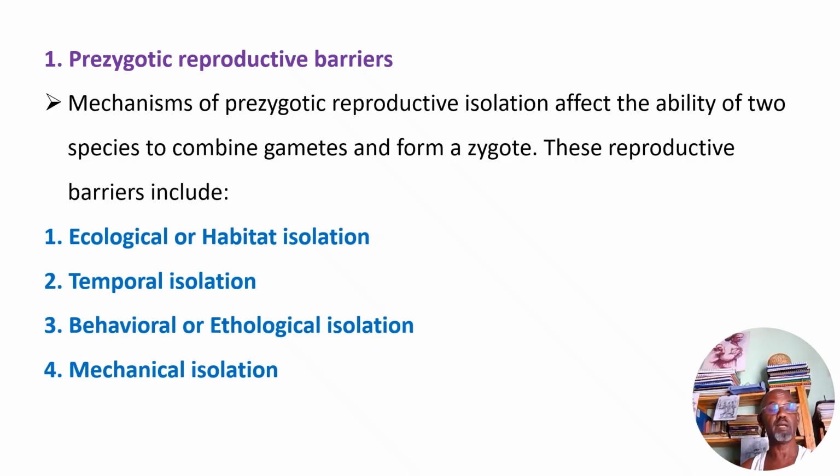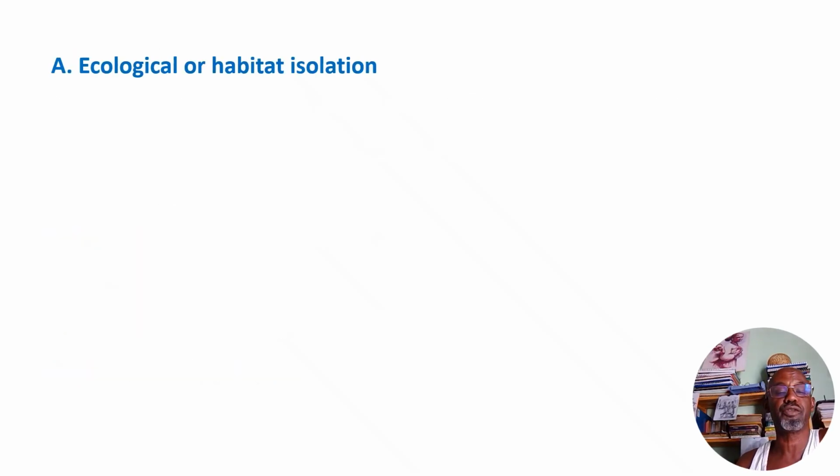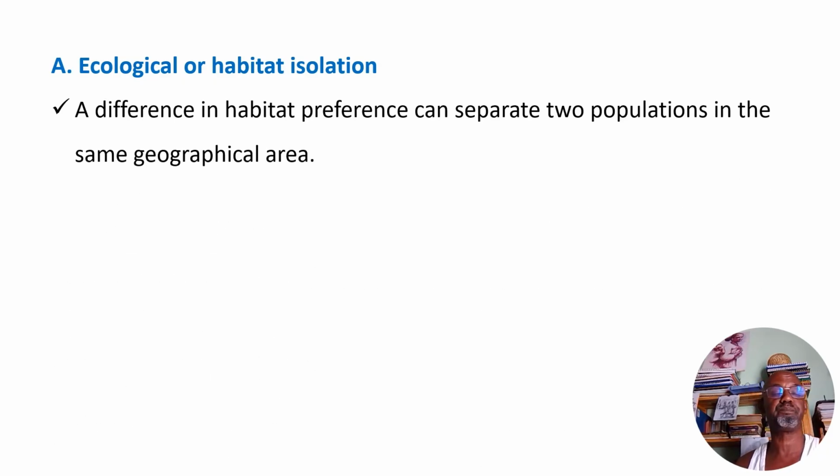All these are what? Pre-zygotic. Because of all this, there is no insemination, there is no fertilization, there is no zygote formation, no embryo. Therefore, these are known as pre-zygotic reproductive mechanisms, before formation of zygote. Let's see one by one, ecological or habitat isolation.